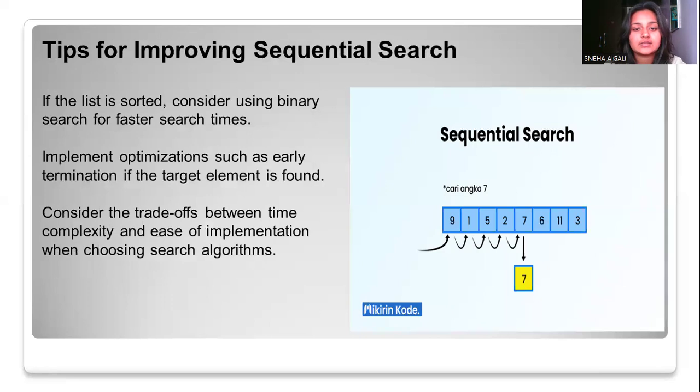Tips for improving sequential search. If the list is sorted, consider using binary search for faster search times. Implement optimizations such as early termination if the target element is found. Consider the trade-offs between time complexity and ease of implementation when choosing search algorithms. You can see this in the example.